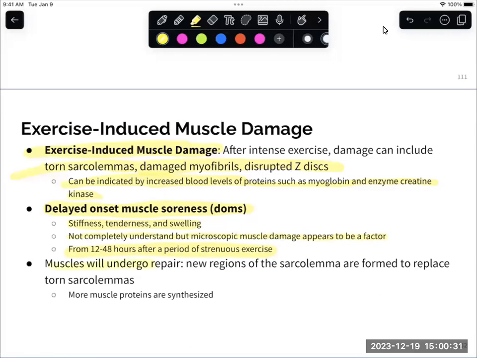Muscles do undergo repair. New regions of that sarcolemma can be formed to replace those torn sarcolemmas, and more muscle proteins can be made to help fix any of those damages.